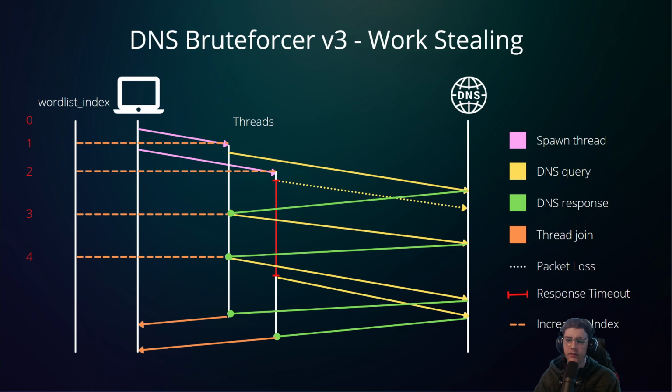Here we've implemented a simple work stealing system. We maintain a global word list index that indicates the next entry in the word list that must be processed. When a thread is available to perform work, it grabs a word list entry, increments the word list index, and begins querying for a subdomain.